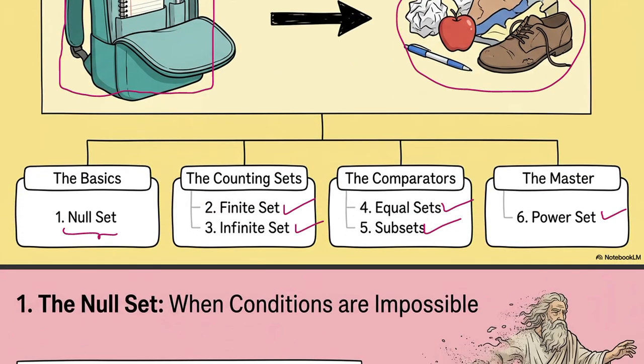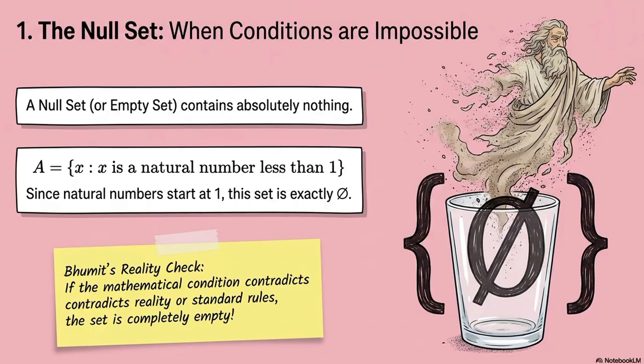So start with the first one, null set. Null means what? Empty, nothing. If there is nothing inside the set, that is called the null set. Or we can say another way, empty set, contains absolutely nothing. For example, A is equal to {x such that x is a natural number less than 1}. Is there any number which is less than 1 and natural? No, because natural numbers start from 1. There is no number below 1 in the natural numbers. So this set is what? Empty set.